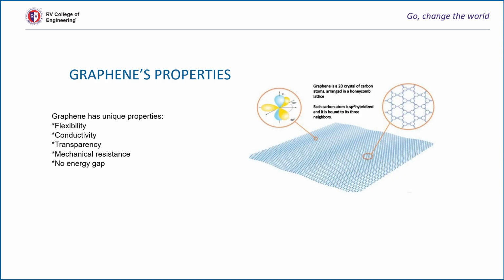So the next is graphene's properties. There are many properties of graphene. The major properties: number one, it's flexible, it is highly conductive, it is transparent, it has mechanical resistance, and the most unique property is it has zero energy gap.